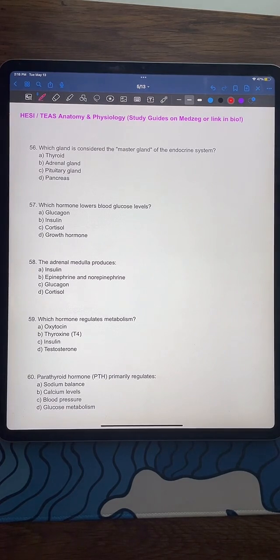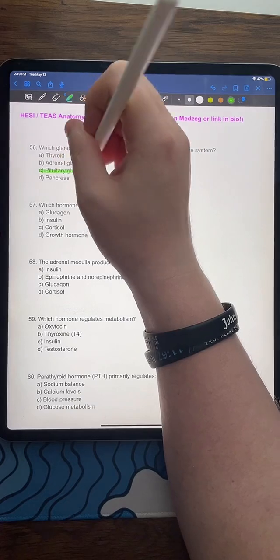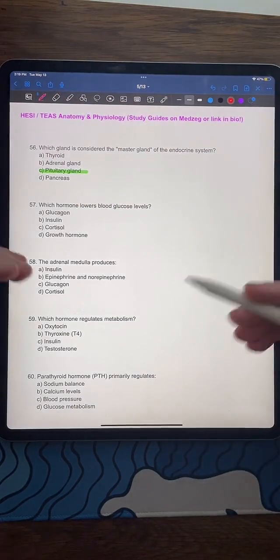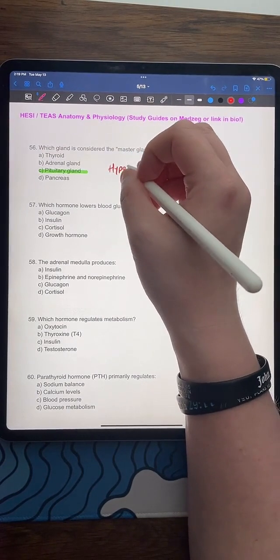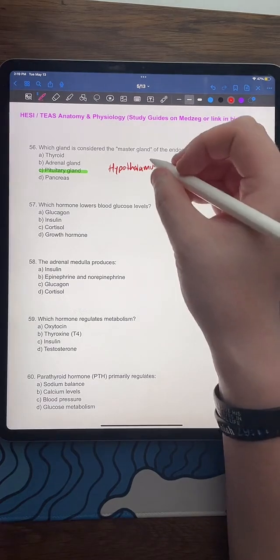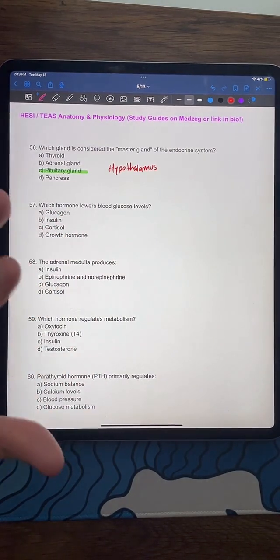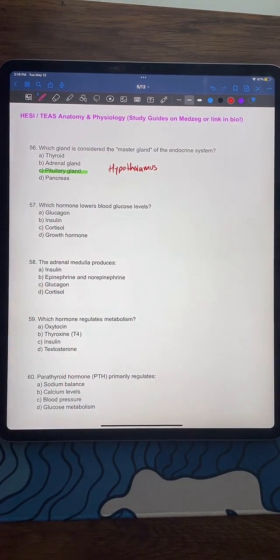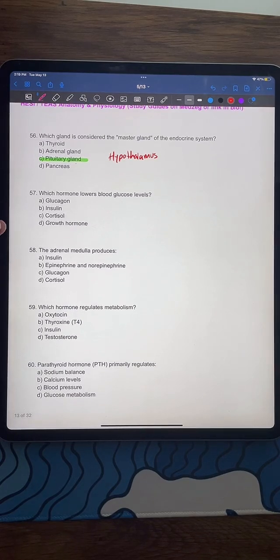Yes. So C, the answer is C, pituitary gland. The pituitary gland is our master gland, and the hypothalamus is our master regulator. But the pituitary gland will regulate many of the other endocrine glands through the hormones. 57, which hormone lowers blood glucose levels?